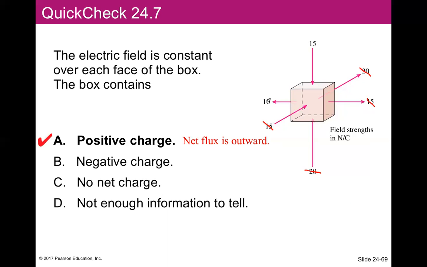So the answer is wrong. Now let's simplify the flux to only 2 directions, out or in. If the out is greater than in, then the net charge inside is positive. If the net flux is in, that means the net charge is negative.